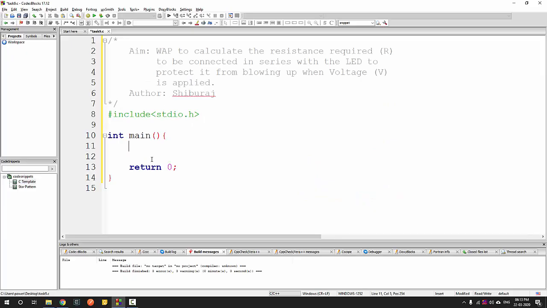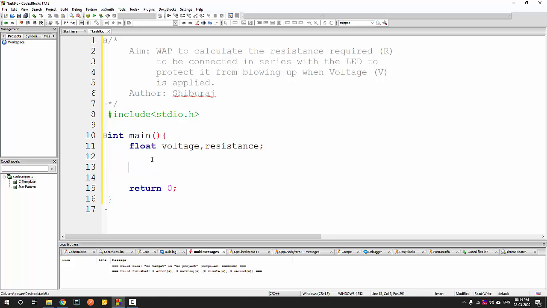So let's start by declaring the variables. We need one variable to store the value of the voltage that the user is going to enter, and another variable for storing the calculated resistance, right? So let us begin with declaring the variables. Now there is a fraction involved, so I would not use integers. Okay, so I will use float because the values can have decimal places, right? So float, let's say voltage and resistance.